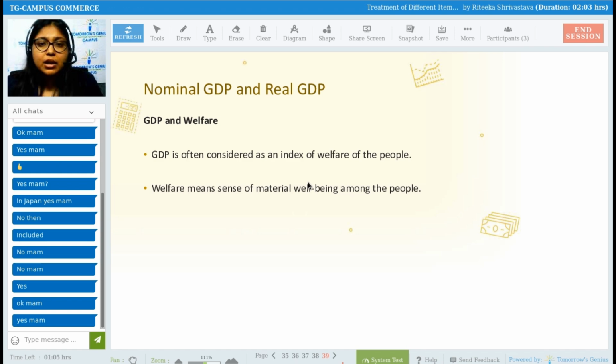Now, the last topic which comes into the picture is GDP and welfare. Welfare, GDP, though we know gross domestic product. Now we very well know what is GDP. The next term which comes into the picture is welfare. What do we mean by welfare? In a very simple sense.